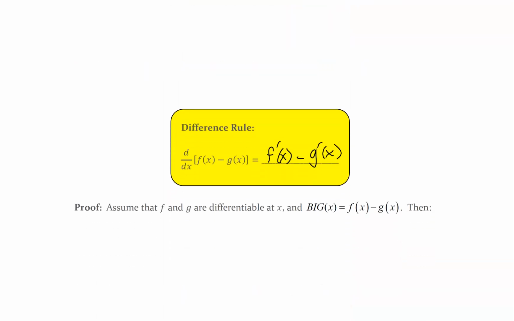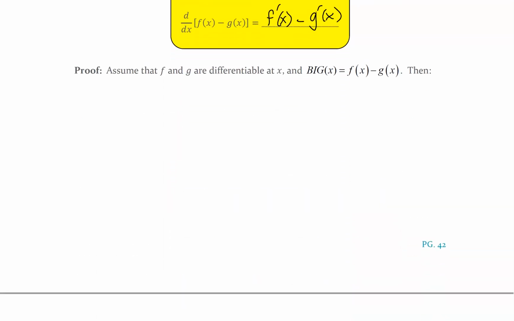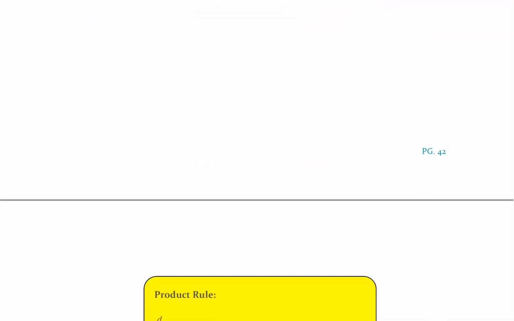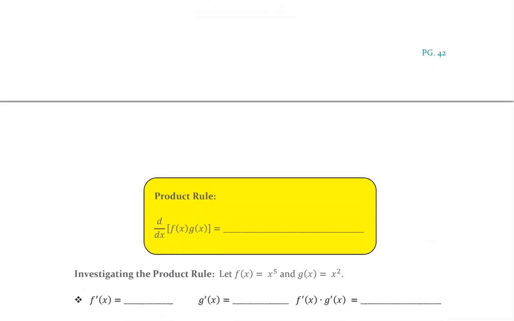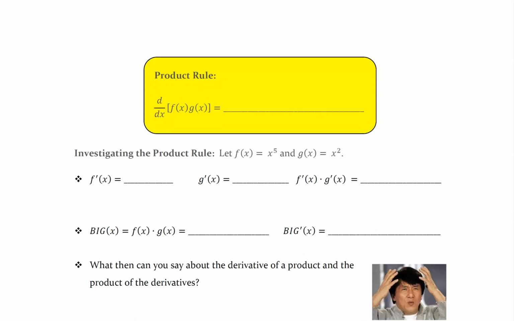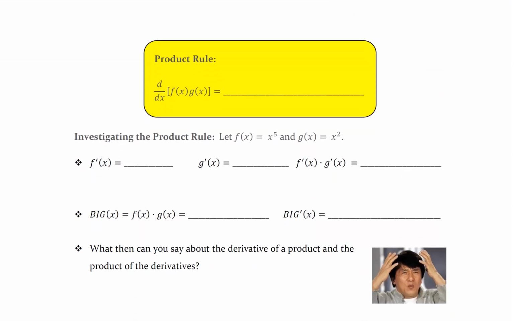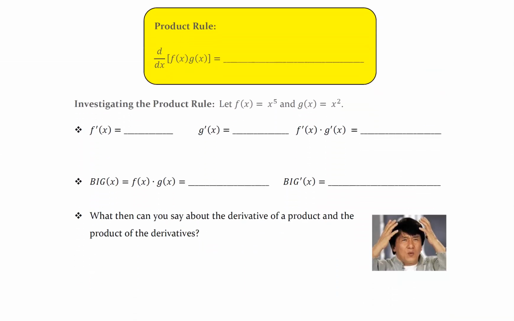So I just said that you can add and subtract the derivative as normal. Well, what about when you are multiplying? Does that work? Does the derivative of a product equal the product of the derivatives? That's the question.